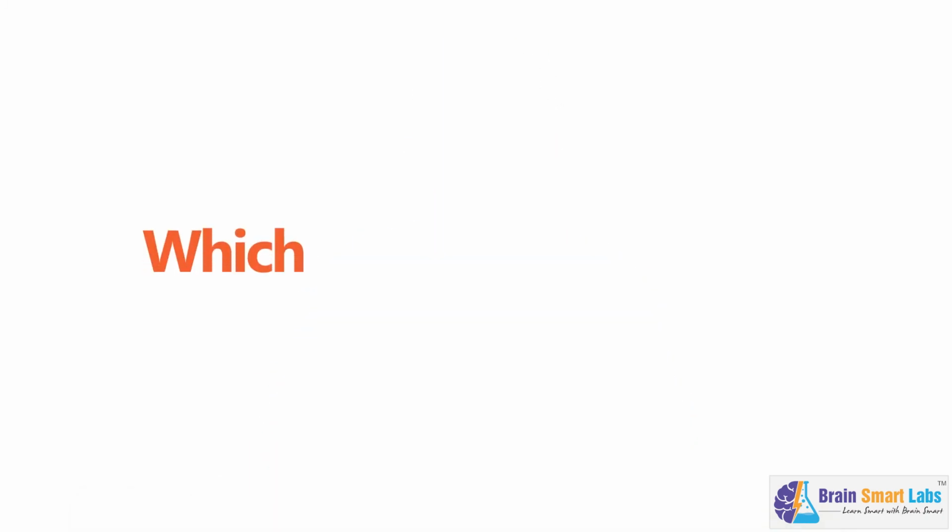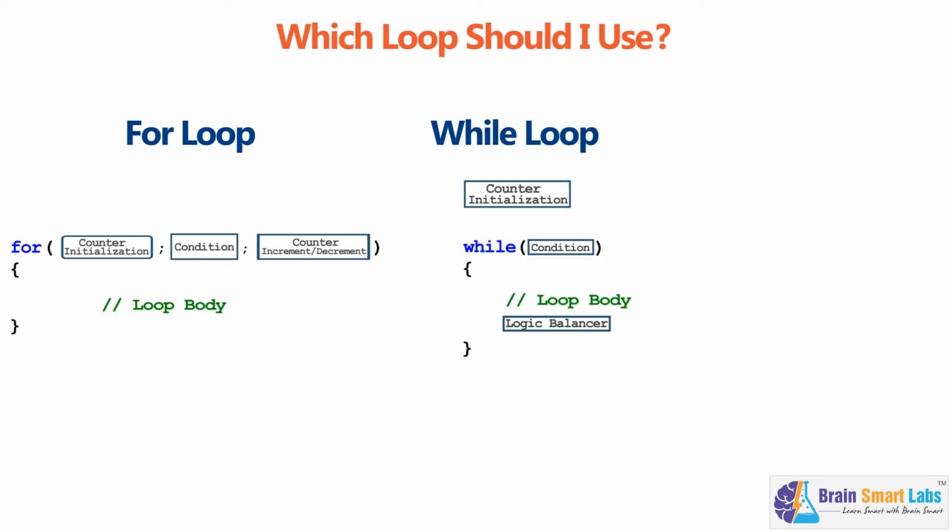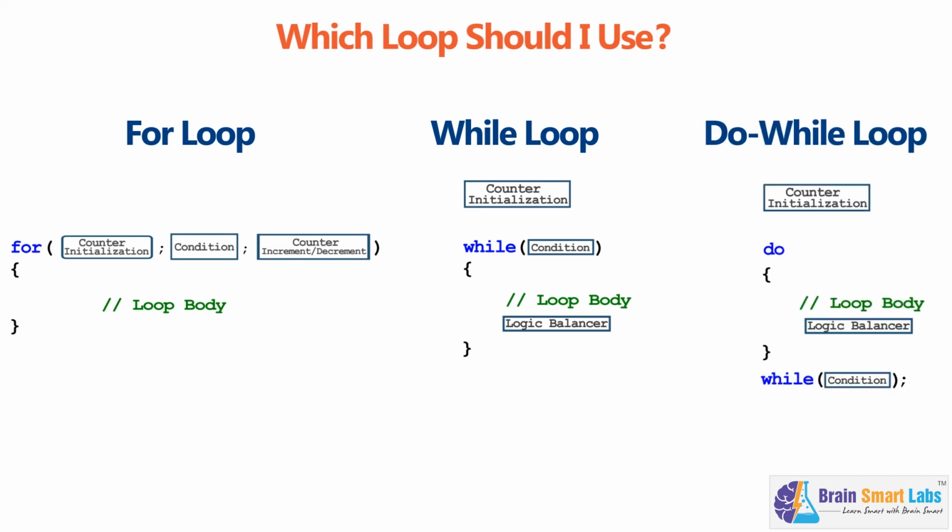Well, that's one of the most commonly asked questions I always hear from my students. That is, which loop should I use in my program? Should I use a for loop with a detailed structure? Or should I use a while loop which is very flexible in nature? Or should I use a do while loop which is an exit control loop? Answer is simple. It's scenario. Yes, it's a program scenario which tells you what loop to use.